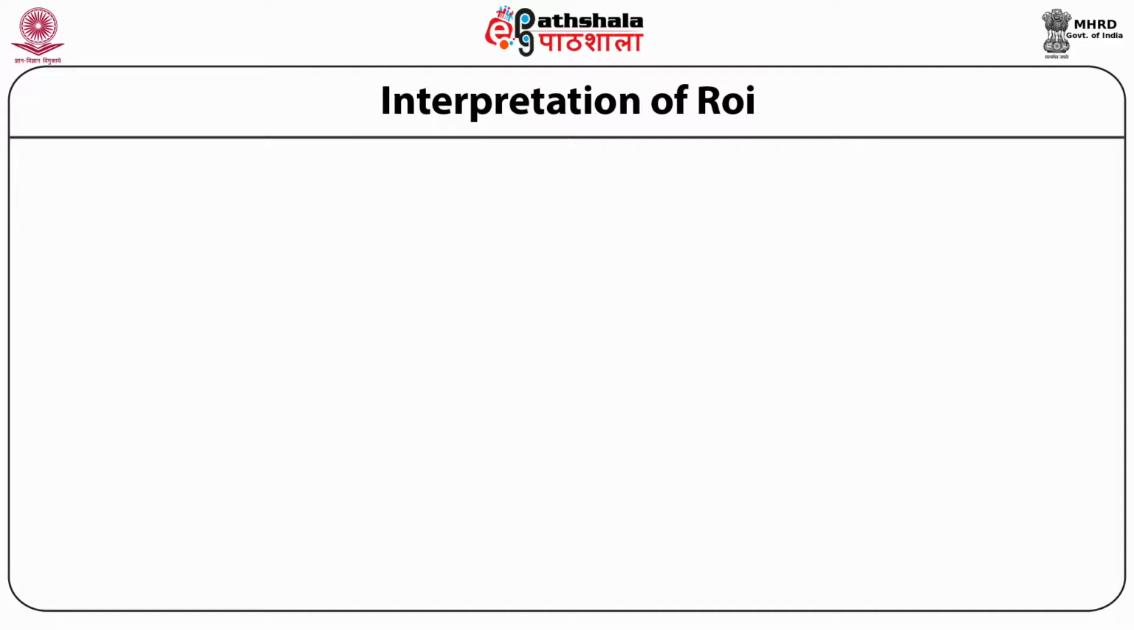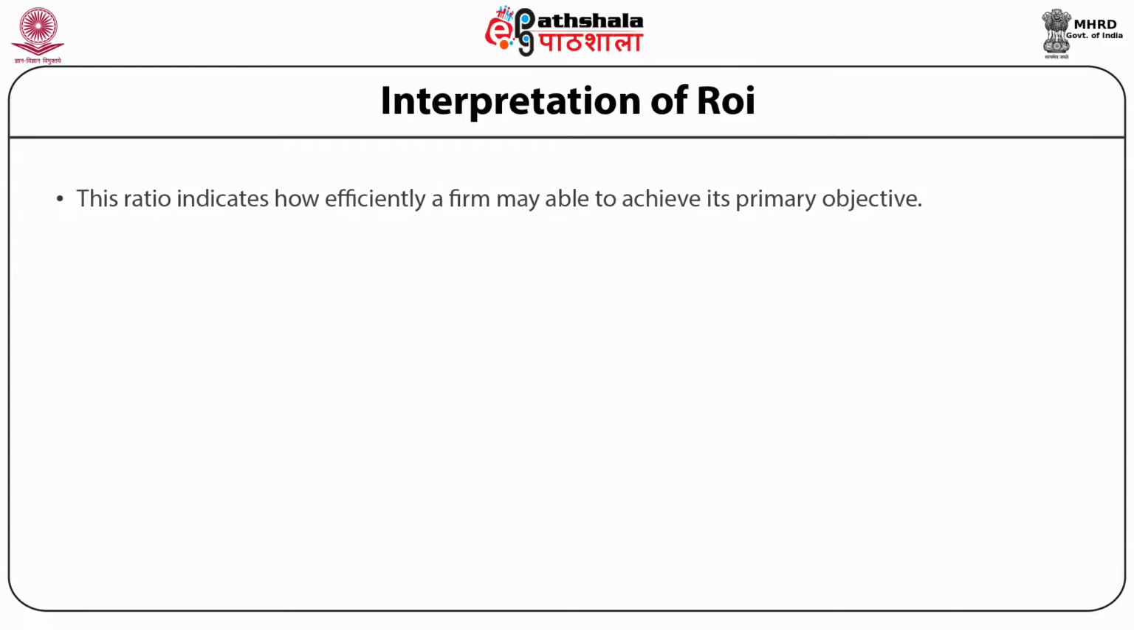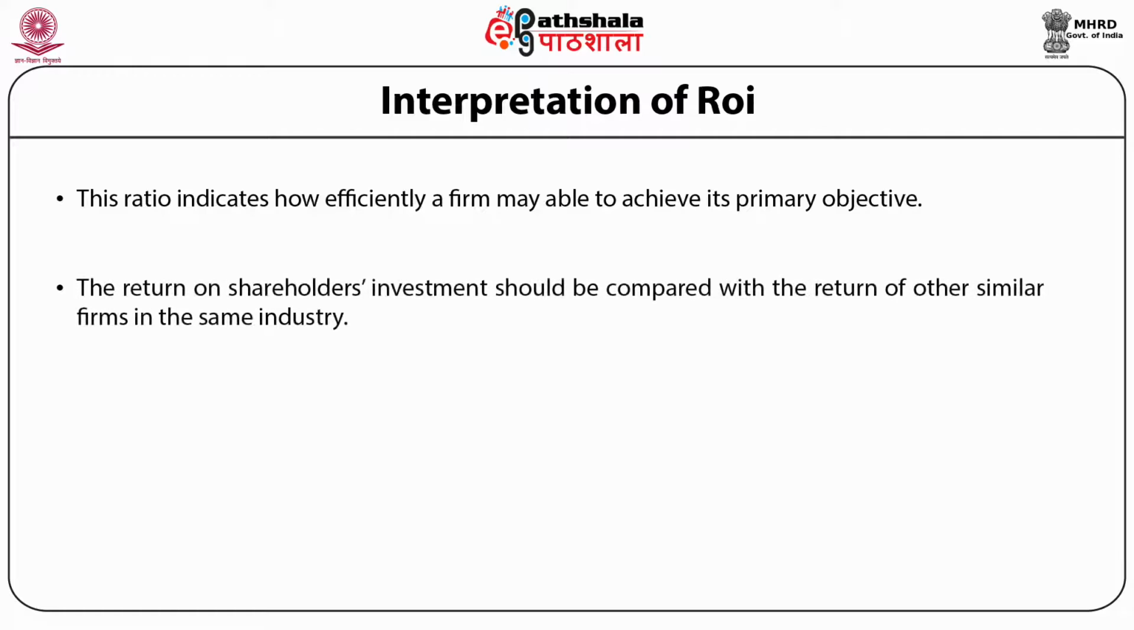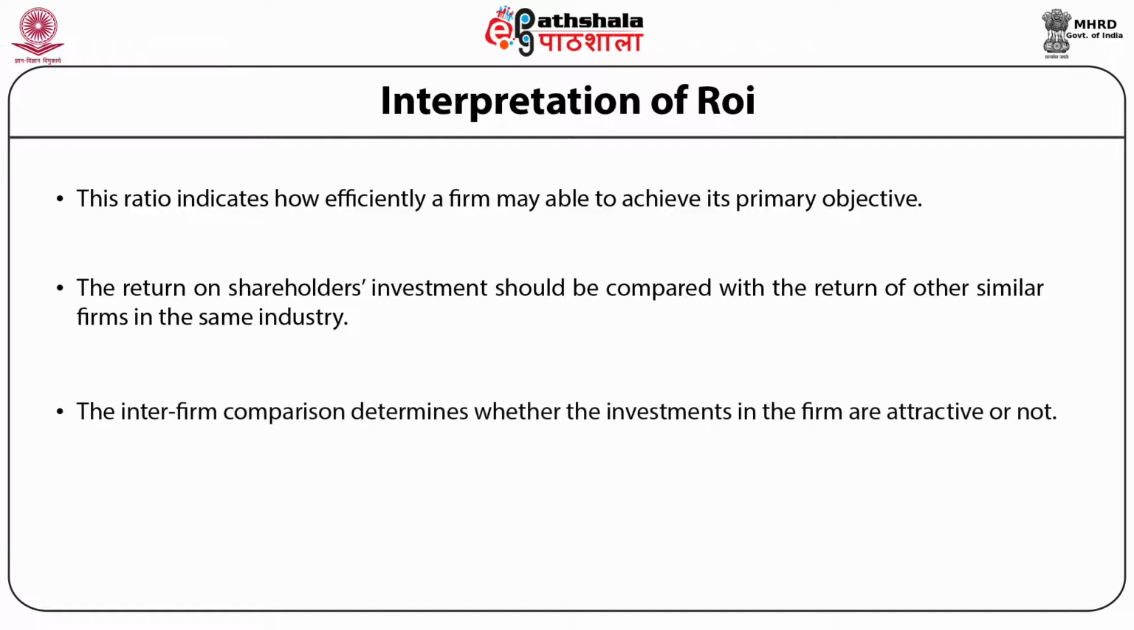Interpretation of ROI ratio. This ratio indicates how efficiently a firm may be able to achieve its primary objective. The return on shareholders' investment should be compared with the return of other similar firms in the same industry. The inter-firm comparison determines whether the investment in the firm is attractive or not.